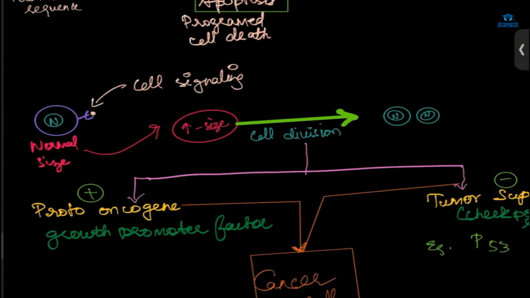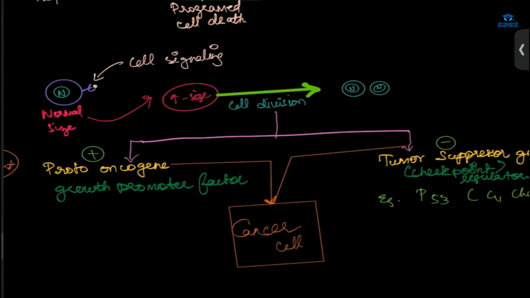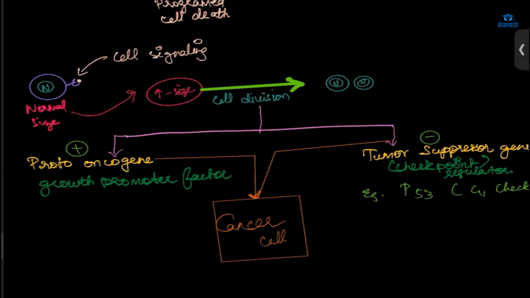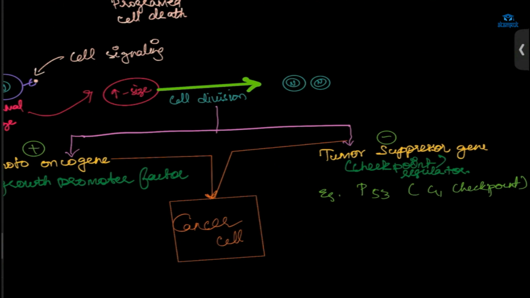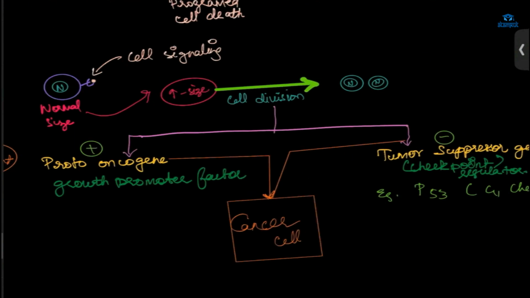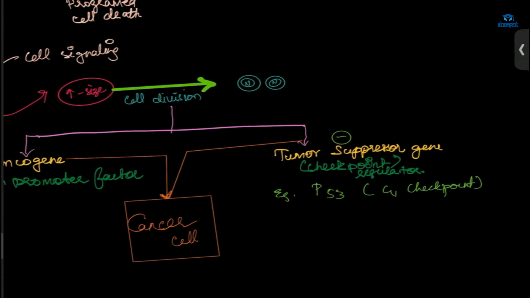And also normal cells, you can see this, this is the normal cell. There will be signaling, and the normal cell will increase in size. After that, there will be cell division, and we will get two cells, right? And for the cell division, there are two things. One is proto-oncogene, the other one is tumor suppressor gene. Proto-oncogene, what does it do? It is a growth promoter. And the tumor suppressor gene, what is that? It suppresses the tumor.